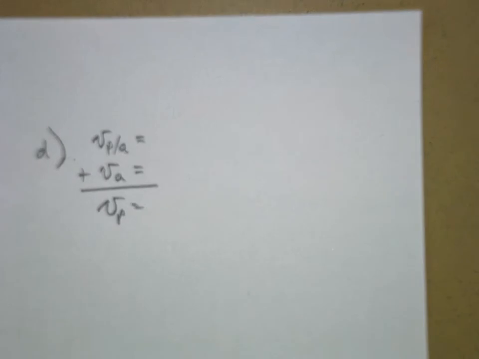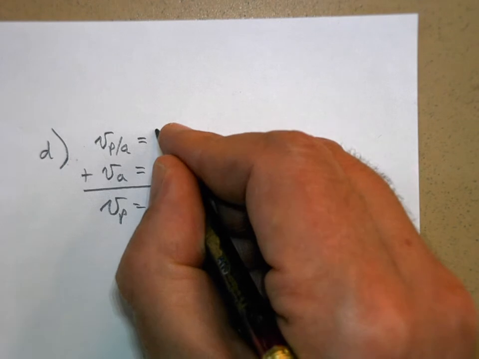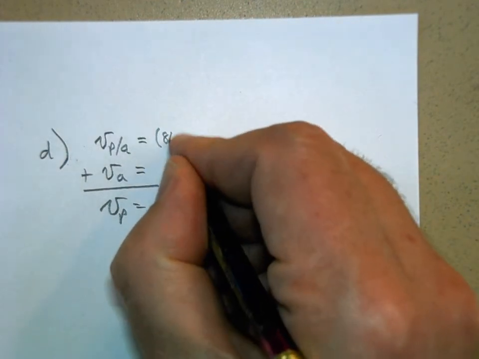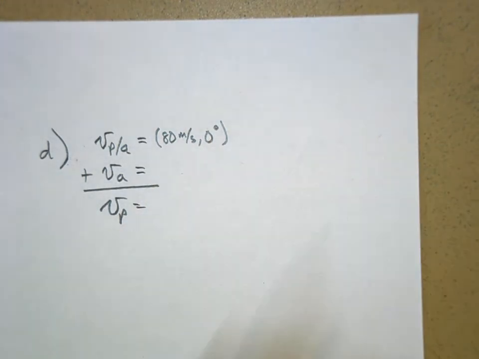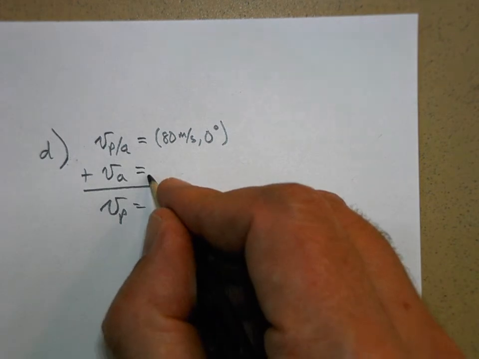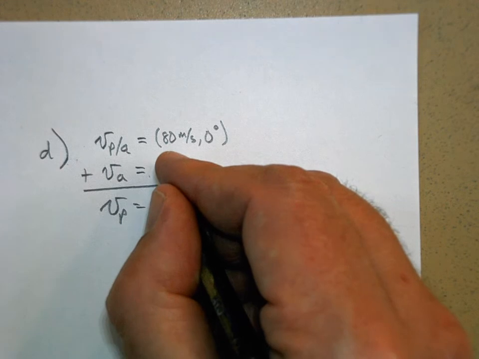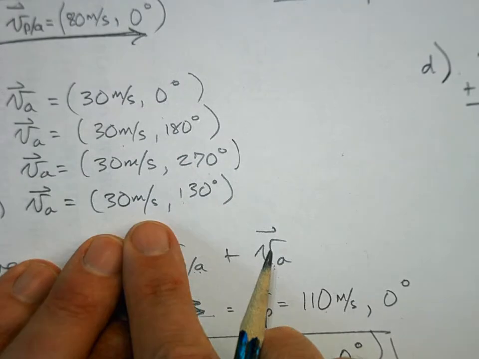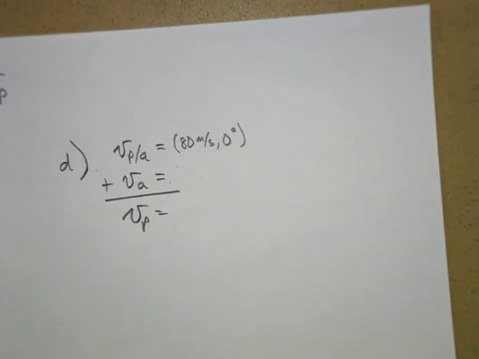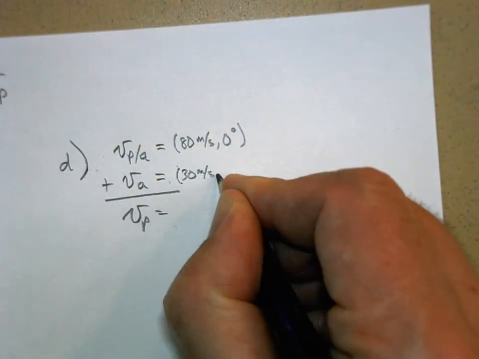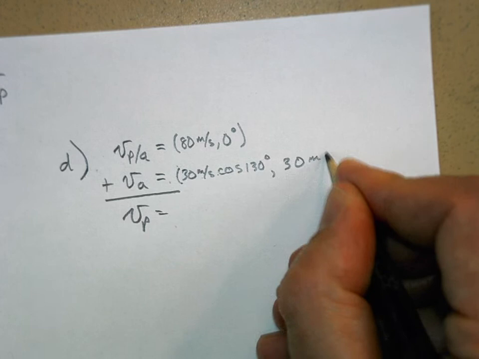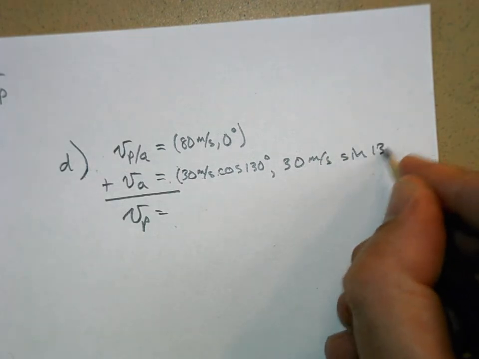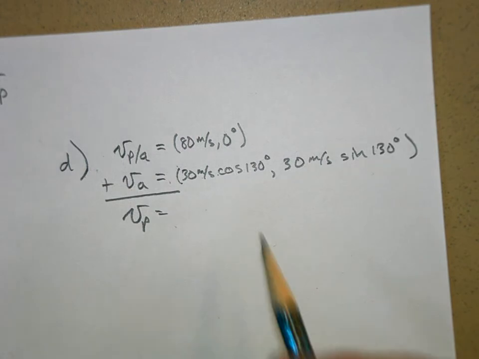So the velocity of the plane compared to the air in polar coordinates would be 80 meters per second at 0 degrees. I can use sine and cosine and all that, but I'm not going to bother with that. But the velocity of the air was given to be 30 meters per second at 130 degrees. To get that into rectangular coordinates, I would go 30 meters per second times the cosine of 130 degrees, and then 30 meters per second times the sine of 130 degrees. That's to get it into rectangular. Now let's go ahead and do those calculations.